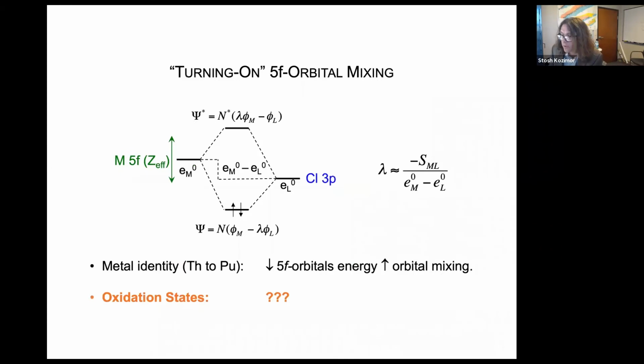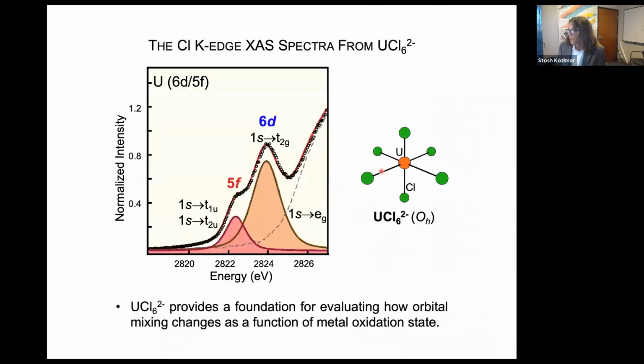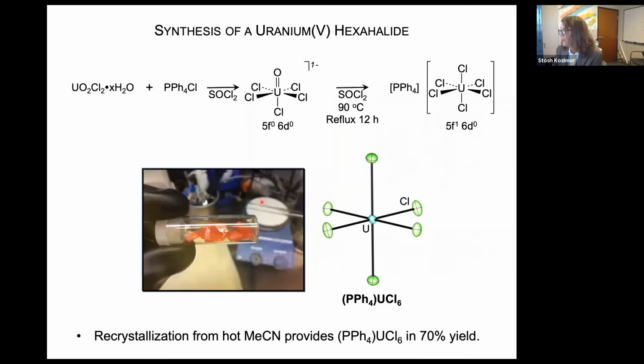Okay, so I'd like to start thinking about how oxidation states impact this orbital mixing coefficient. I'd like to come back to this uranium hexachloride spectrum I showed you earlier, where we think we have the 5F here and the 6D here. What we're going to do next is oxidize uranium from +4 to +5. And here's just a picture trying to communicate that we can do this quite well. These are crystals of this compound, and this is uranium-5.